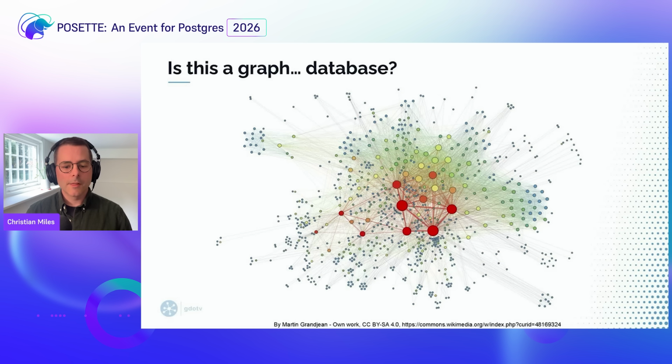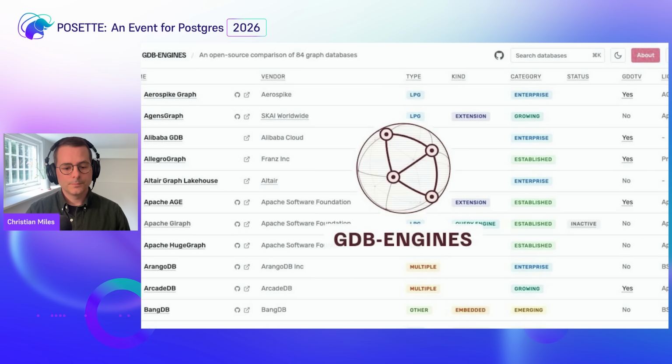But it struck me recently that there's no resource to understand the full landscape of graph databases. So I put together a site called gdbengines.com. It lists all the graph databases I could find, along with some important categorizations.